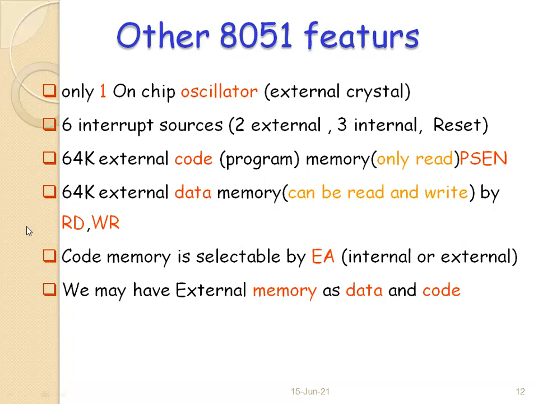It can access 64 kilobytes of external code memory and 64 kilobytes of external data memory. Code memory is selectable by EA, meaning it may be internal or external. That will be discussed later. You may have external memory for both data and code. These are the other features of the 8051, along with the features described in the block diagram.